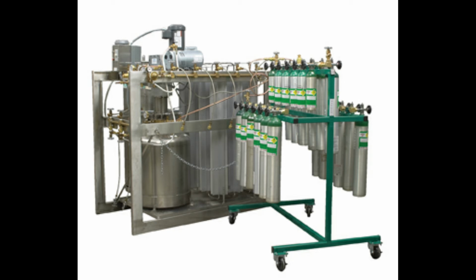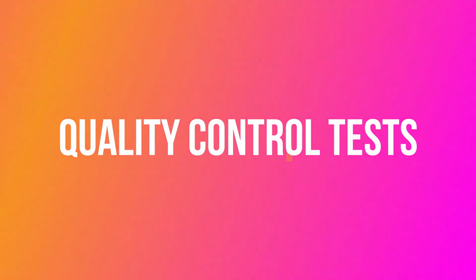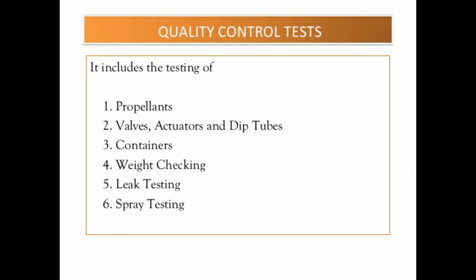High solubility of the gas in the product can be achieved by shaking the container manually or with the help of mechanical shakers. Next, the most important thing in pharmaceutical aerosols is quality control tests. That includes propellants, valves, actuators and dip tubes, containers, weight checking, leak testing, and finally spray testing. These tests will help in good manufacturing of aerosols.